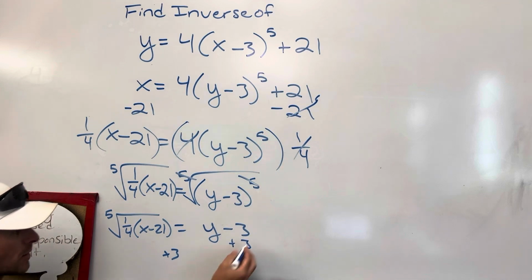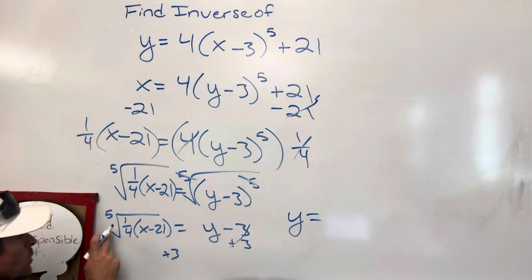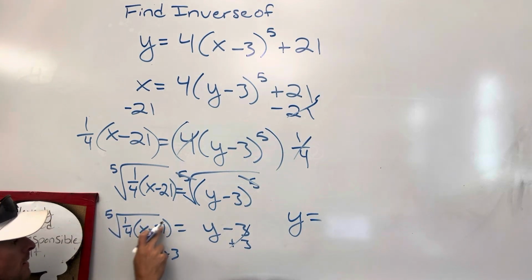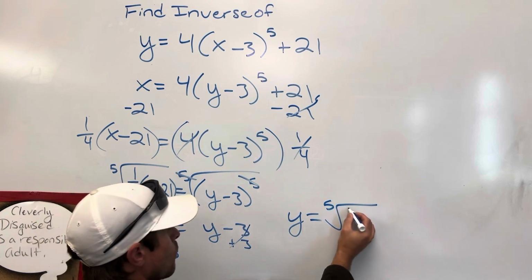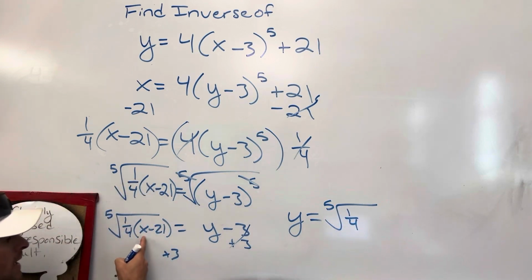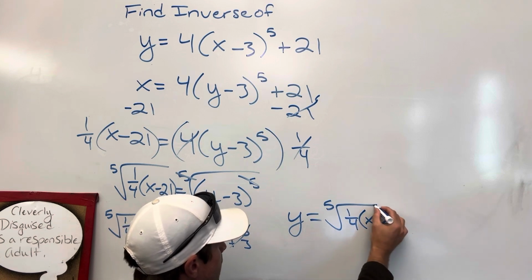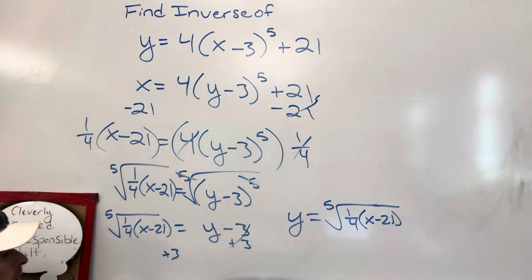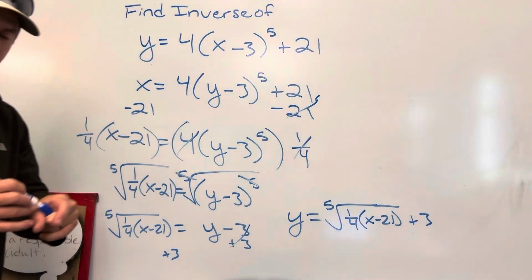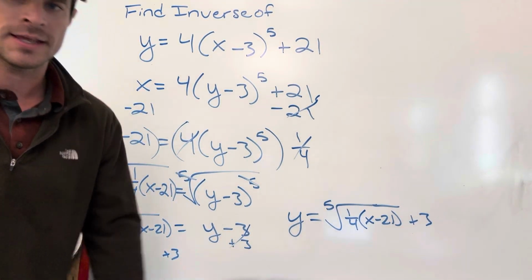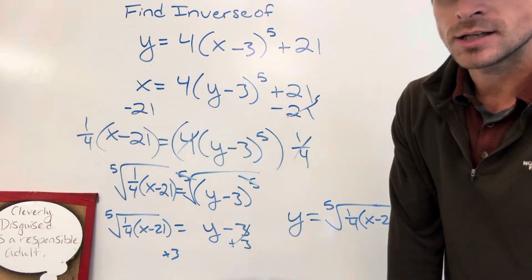So final answer, this cancels, leaving me with just y. Y is now equal to all of this plus 3. So the fifth root of 1/4 x minus 21. And then on the outside of that radical, we're going to put plus 3. You can now find inverses of just about any function that you're going to see in your early calculus courses. All right, study hard and good luck on your upcoming test.